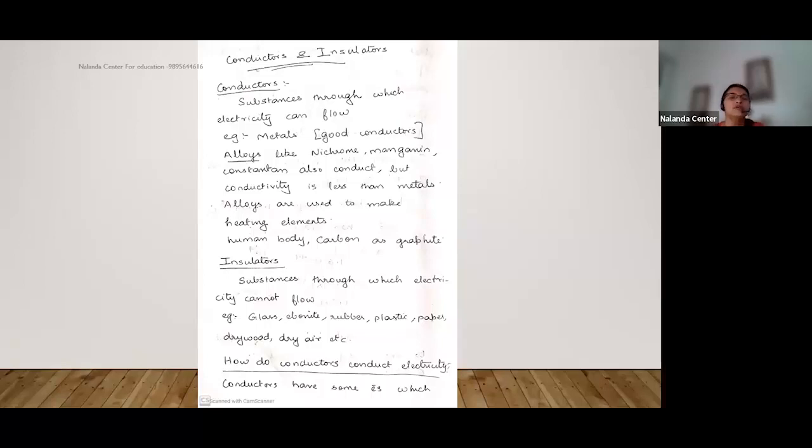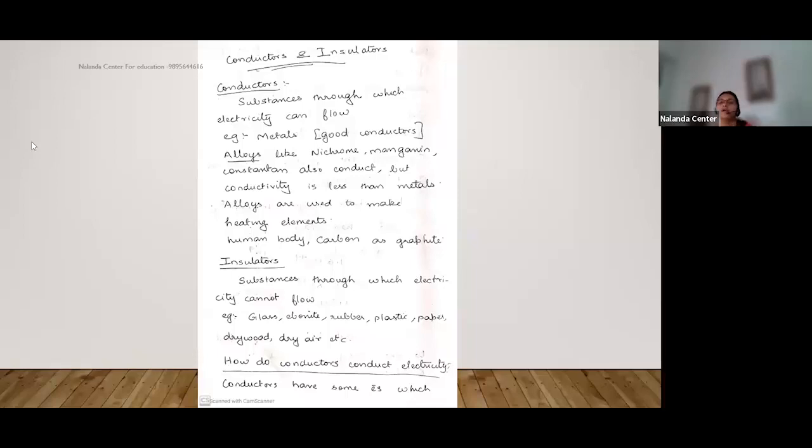Alloys are generally used to create heating elements. Why? Because anything which resists, say if you are resisting your mother when she asks you to study, then there is a friction which is created, right? Because of that friction, heat is generated. Likewise, when electricity is flowing, this particular resistor is going to resist the electricity. Any resistance is going to create heat.